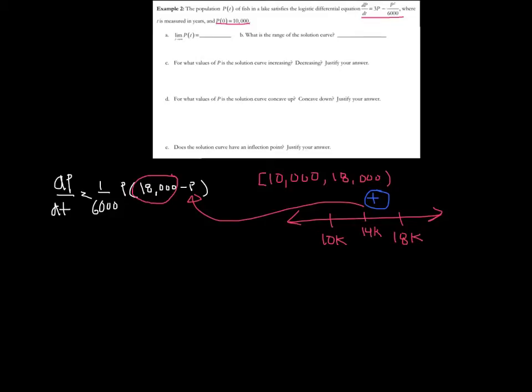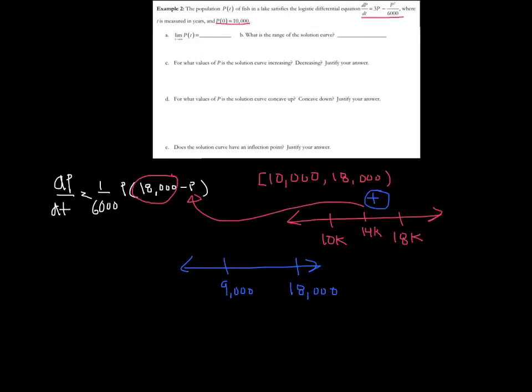All right. For what values of P is the solution curve concave up? Do you guys remember the last one that we just did? The inflection point was 9,000. Okay, let's draw that again. The inflection point was 9,000. And what did we learn in the last example? We learned that between 9,000 and 18,000, the graph was concave down, right? It was concave down. Well, guess what?